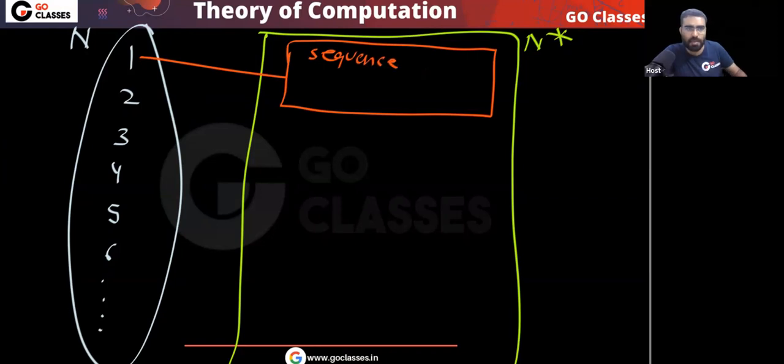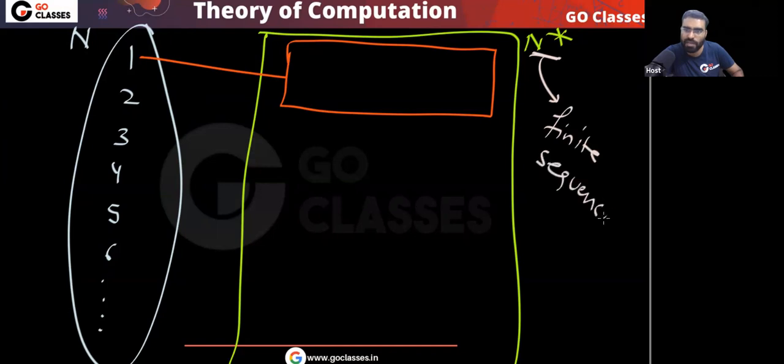Remember, you have finite sequences only. Agree or not? In this n star, you have finite sequences of natural numbers.